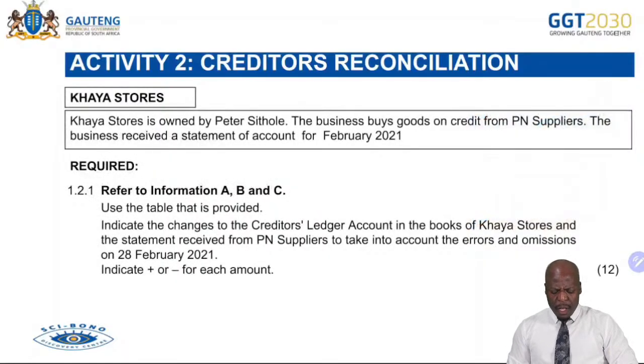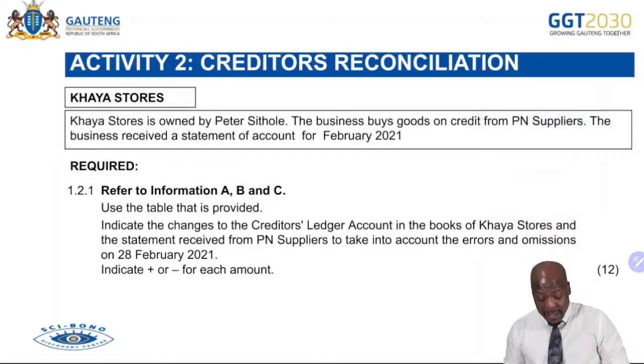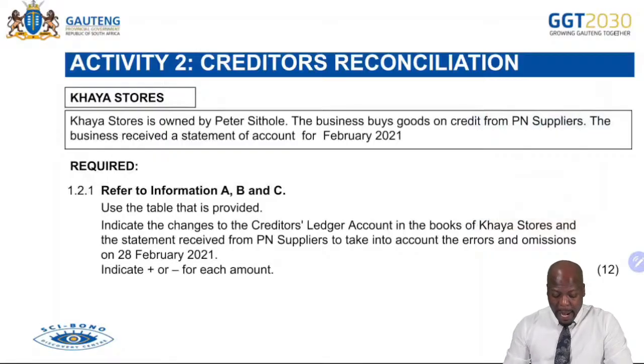Kaya Stores. Kaya Stores is owned by Peter Sitole. The business buys goods on credit from PN suppliers. The business received a statement of account for February 2021. All right, and then required.